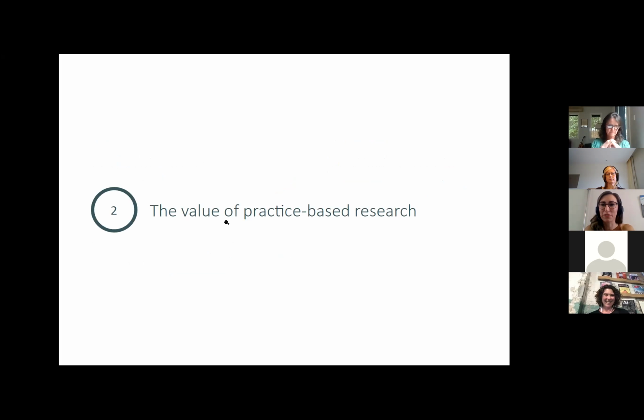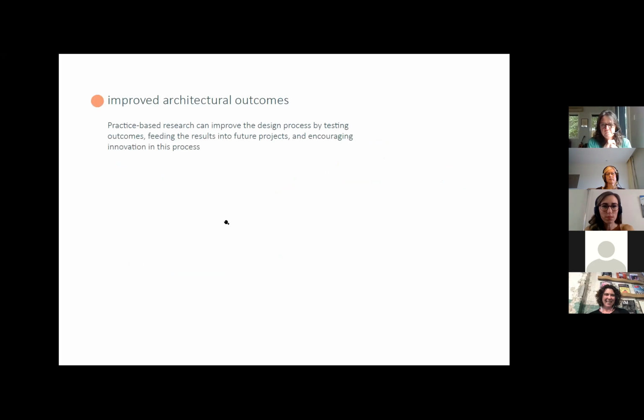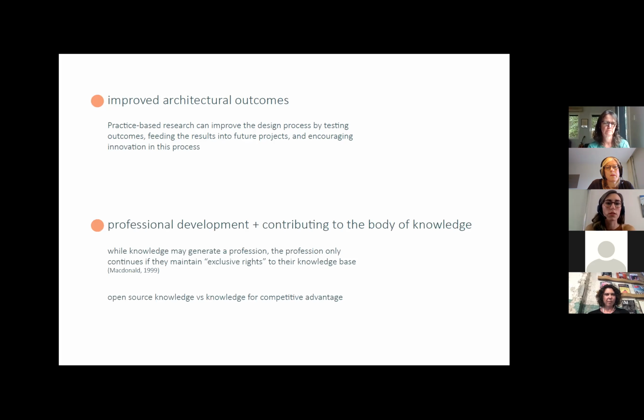So on to the value of practice-based research. The literature spoke generally about 2 specific areas of the value of practice-based research in architecture. The first area is about improved architectural outcomes. Practice-based research can improve the design process by testing outcomes, feeding the results into future projects, and encouraging innovation in this process. And that's a very quick summary of the literature that I found.